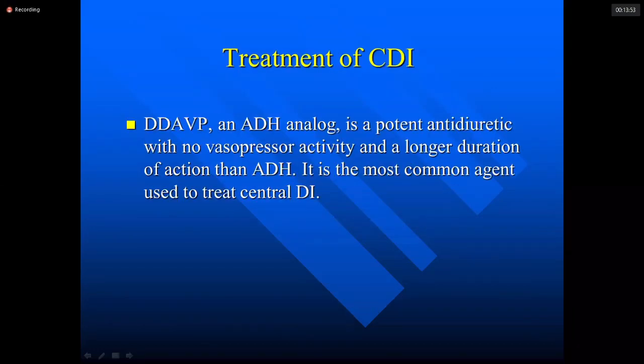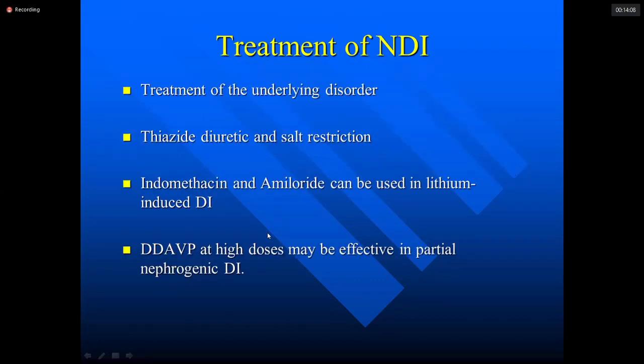التريتمنت بحالات السنترال حكينا اللي هو الديزموبريسين which is an ADH analog, potent antidiuretic, no vasopressor activity, longer duration of action، وهذا هو most common agent used to treat central diabetes insipidus.